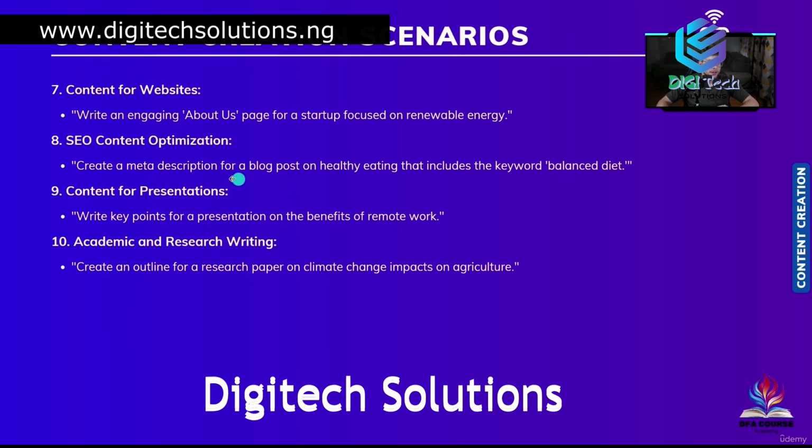Next we have point number 9: content for presentations. This is a very wide topic. I have another course about it, because we can use ChatGPT to create perfect presentations, create specific slides, an entire presentation, and organize our data from A to Z. And last but not least is academic and research writing. You can create an outline for a research paper on climate change's impact on agriculture. So again, you can use it for this case, which is also a pretty new idea.